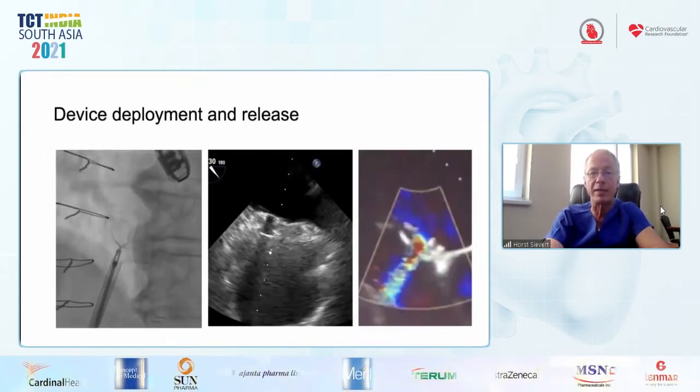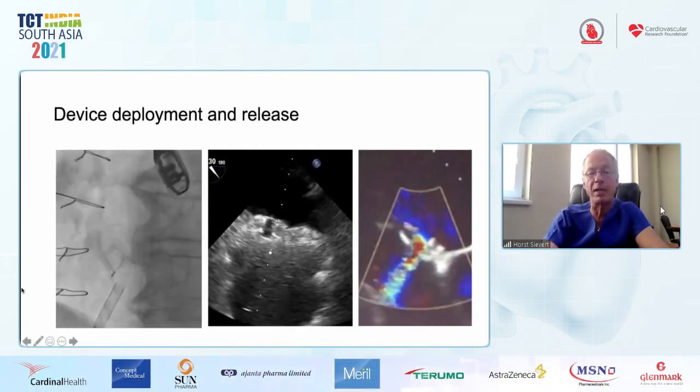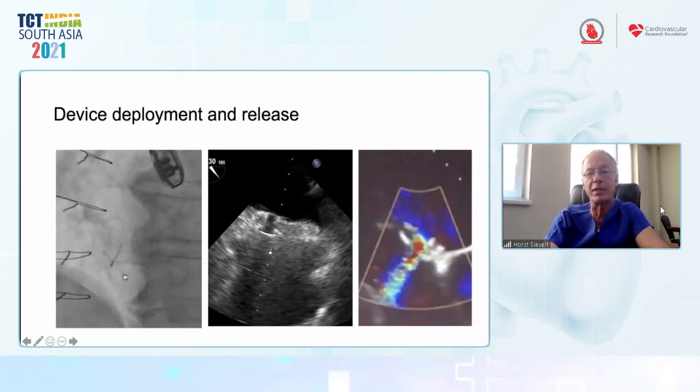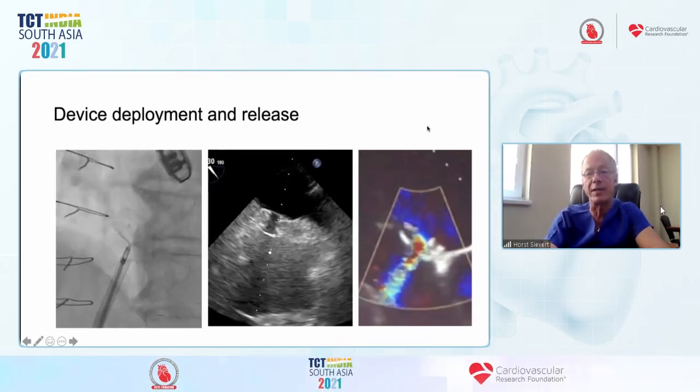This shows you an example of the implantation. You can see the fluoroscopy. It's implanted like an ASD device. You can see the device in the septum, and this is the flow going through the device.